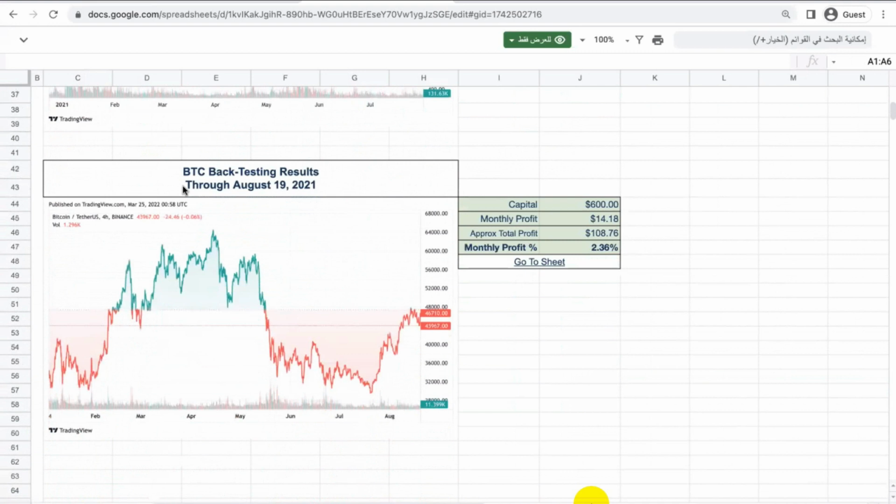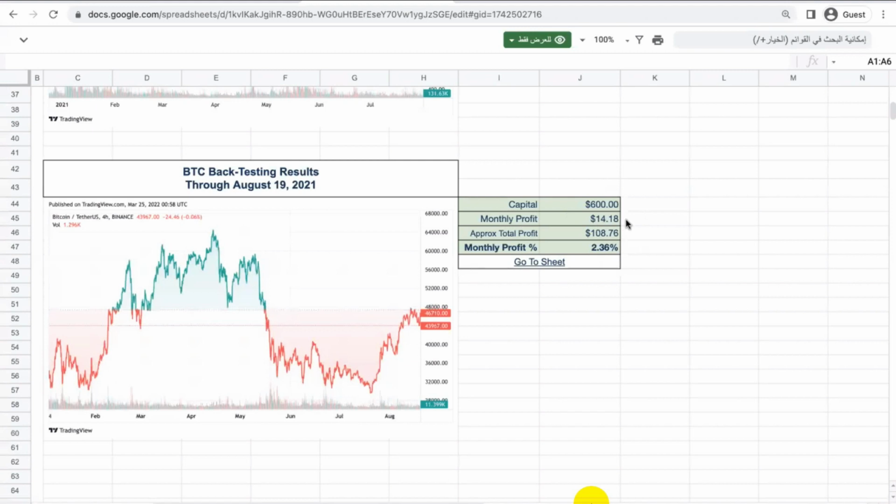All right, last up is Bitcoin. Bitcoin was tested through August 19th of 2021. So just about 7.5 months, same thing, capital of $600. We know Bitcoin had an interesting story, hit some highs and hit some lows. It was a rocky road for Bitcoin.